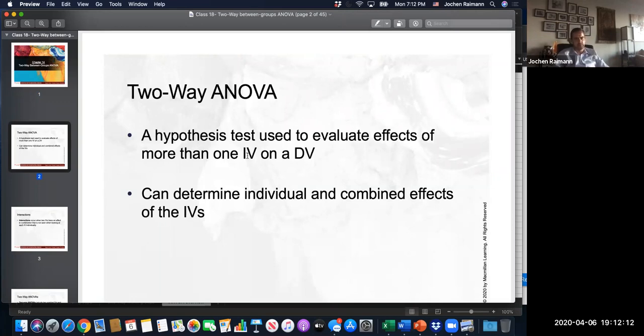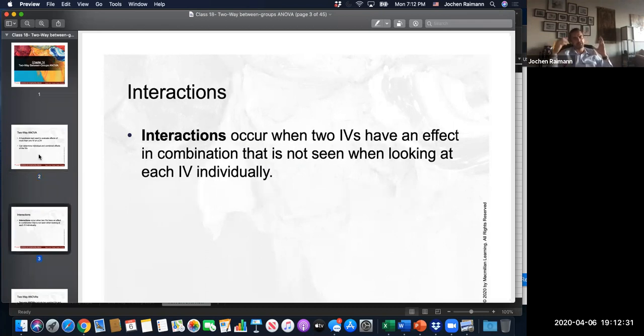This absolutely terrible acronym that they're using here is IV, independent variable, and here DV, the dependent variable. So never use IV and DV. It determines individual and combined effects of variables on each other, and it tests for something called interactions. Interactions are when two independent variables have an effect in combination that is not seen when looking only at one.